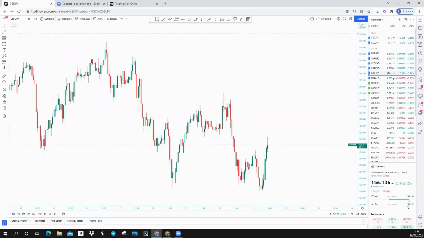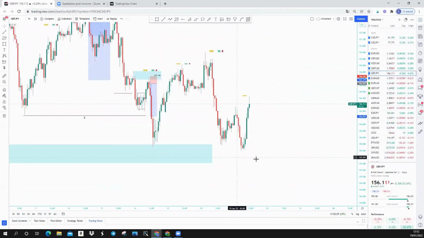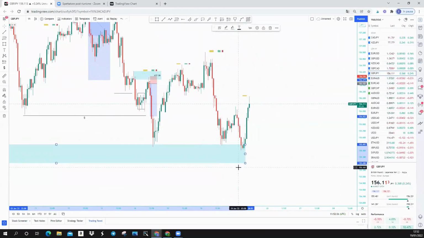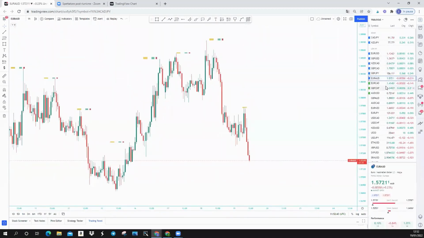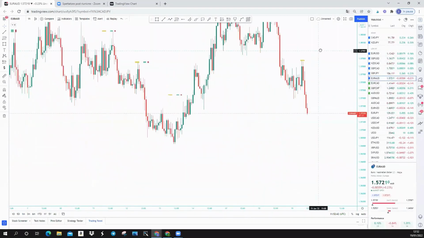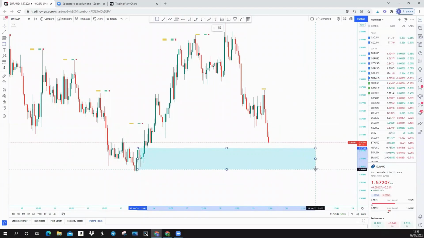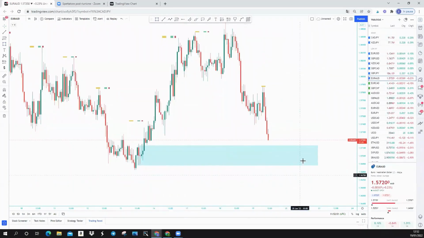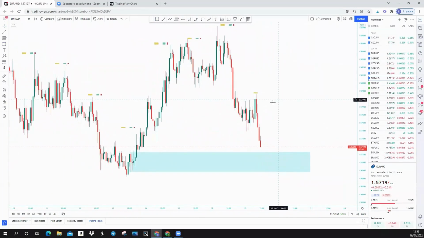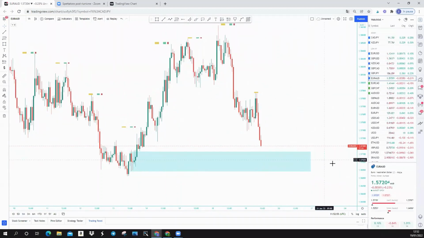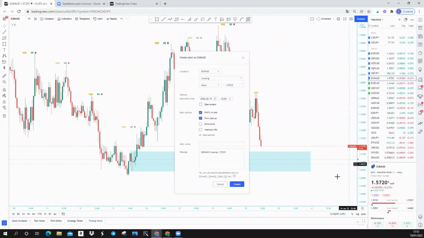GBP/CAD, nothing. GBP/JPY, I'm not interested right now, since we are in between a possible buy opportunity and still sell market structure in the 1 hour. EUR/AUD reaching this demand, but I'm not really interested for now. I will check later if we have a very good opportunity from here.